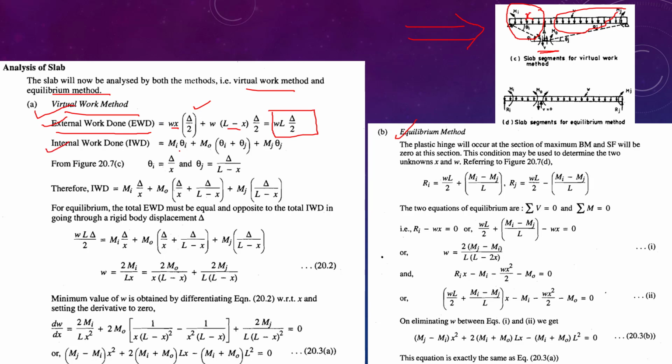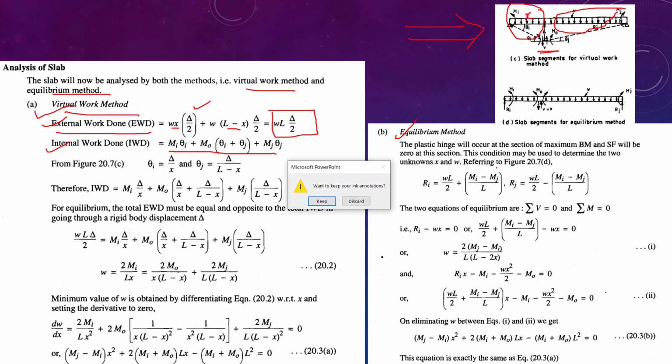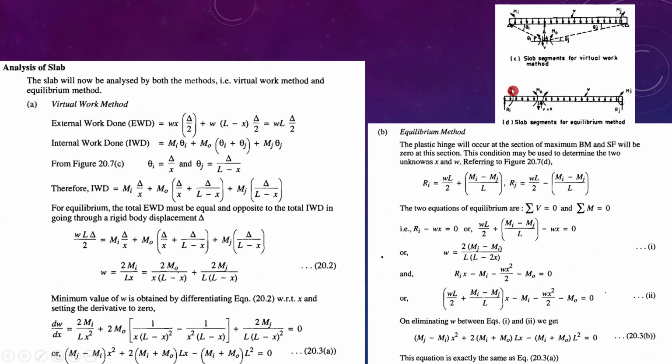Internal work done is equal to M theta. So moment into theta will be Mi into theta I plus, how to find this one? You can take this moment. I think now that figure is clear.